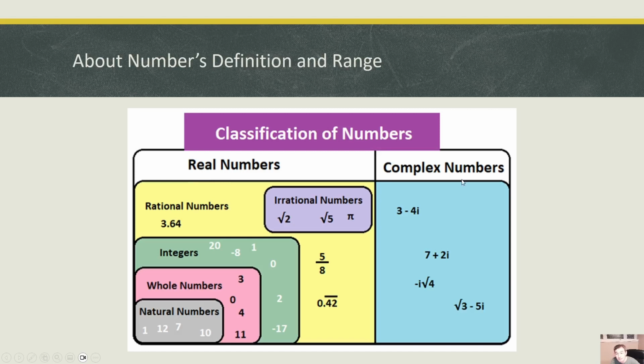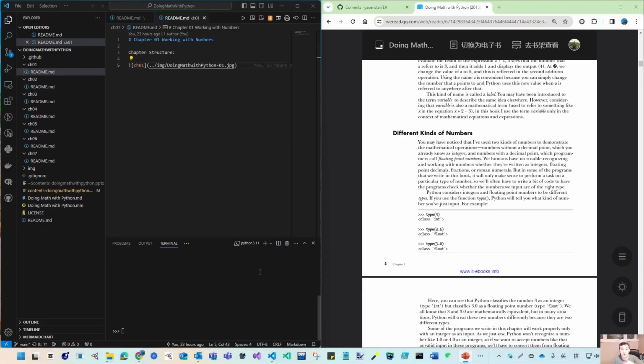And on the other side we have the complex number. So in this number subchapter, we will introduce fractions and complex numbers, so that you have a more complete number classification and know how these are used in Python. I don't use IDLE, but you can use that as well. The terminal within VS Code can also serve the same purpose.